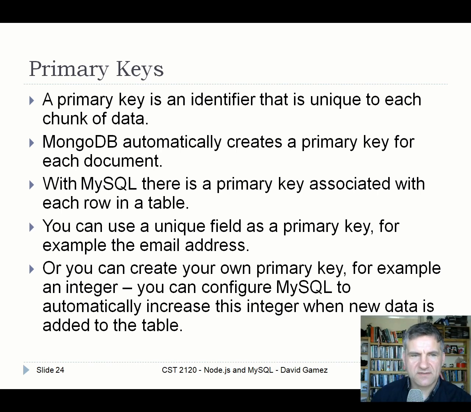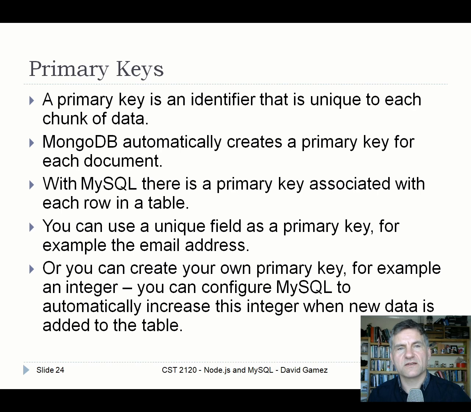So when you're creating your tables for your database, you can either use something that you know is unique. For example, if you're having a users table, the email address might be unique for each user, and you might enforce that. Or it could be a combination of things. So you might have two things about a user that taken together are unique.